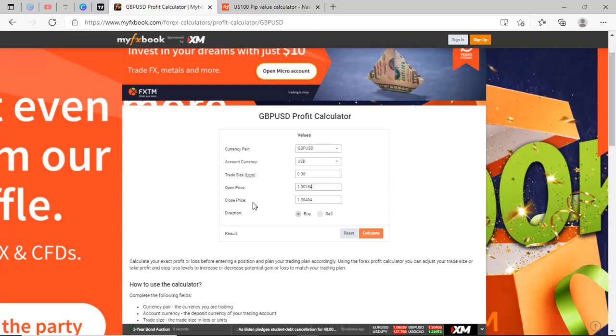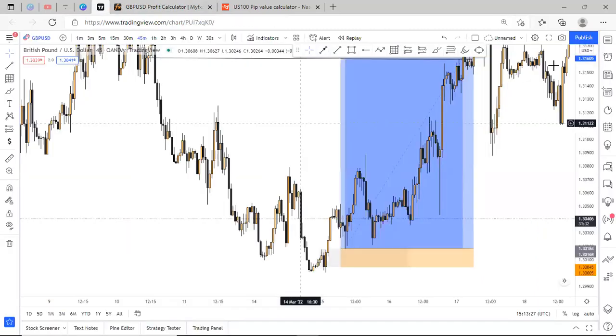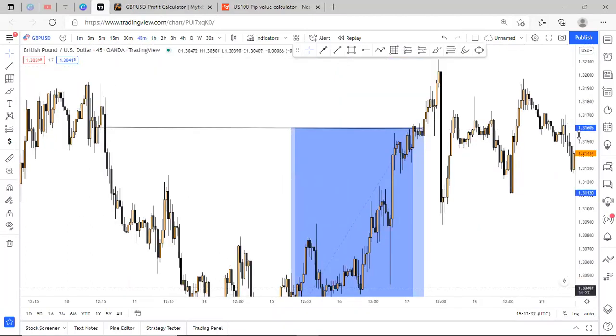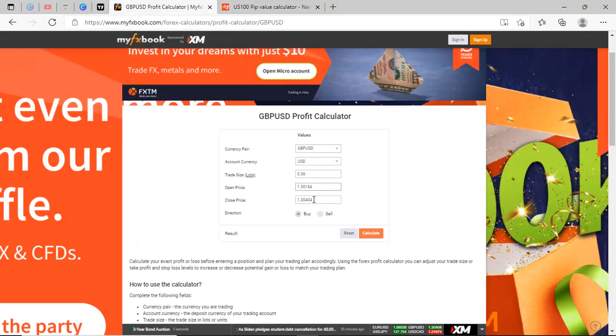1.30184. Okay. And close price, that is the price where we are taking profits, like where we are exiting the market. Our target price is 1.31605 right here, 1.31605. Then you come here and input 1.31605. Okay, and it was a buy trade, right?